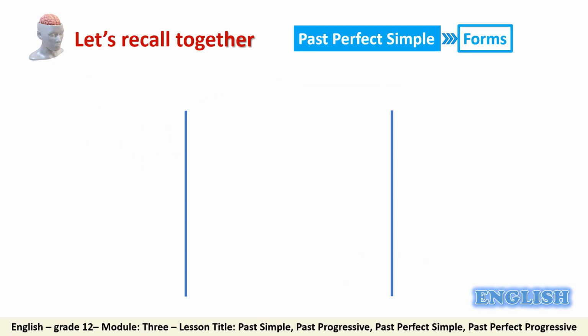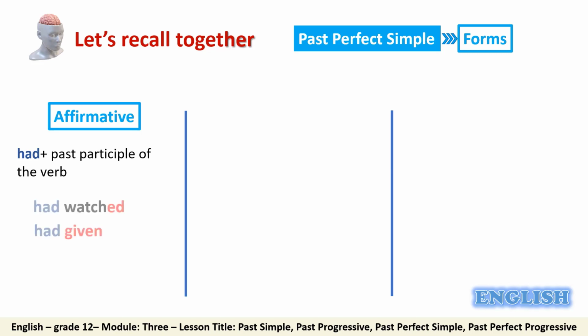And now the past perfect simple. So, the affirmative form is made by using had and the past participle of the verb, like had watched and had given. The past participle can be made by adding ed to the base form of the verb when the verb is regular, but for given, it is the past participle of the verb give. And you can find a list of irregular past participles in your student's book, page 98.